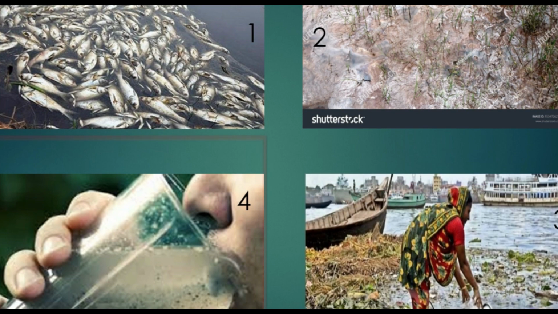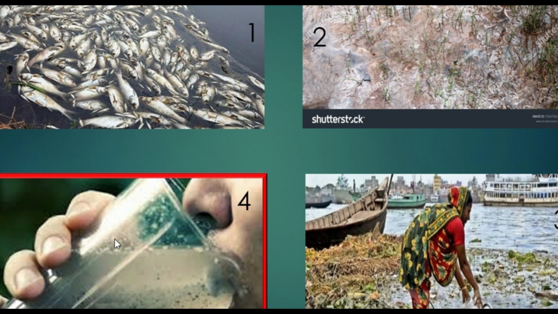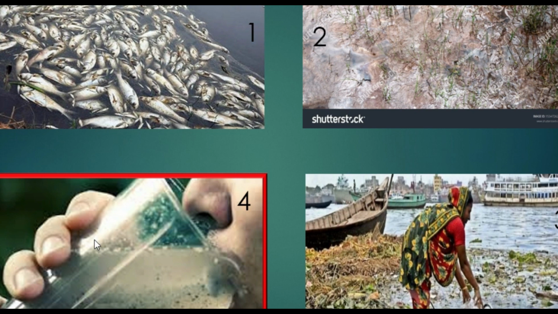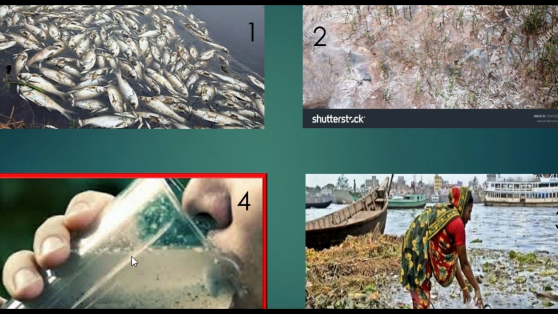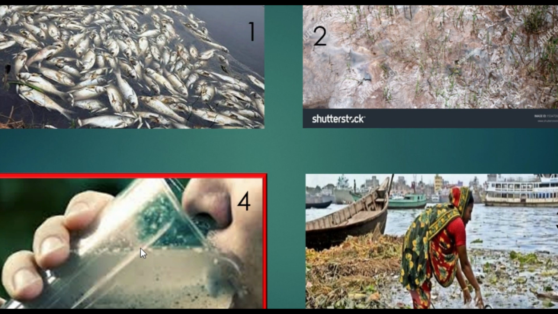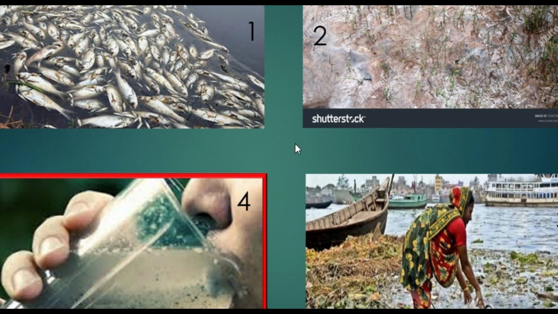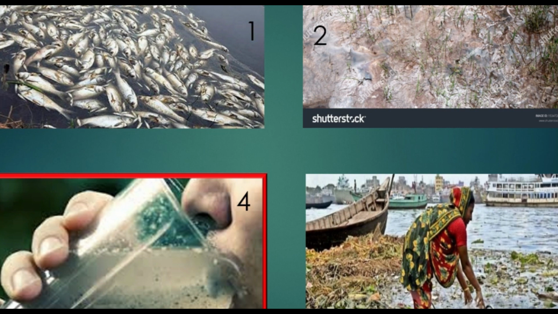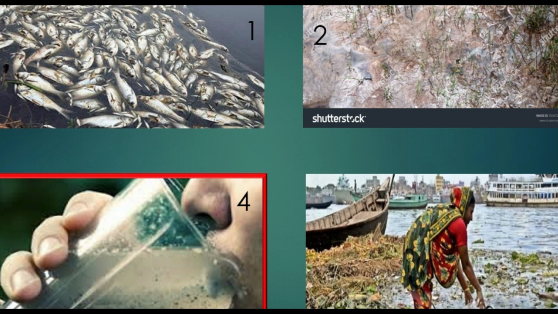What do we see in the next picture? In the next picture, we see that a man is drinking polluted water. What can be the effect of drinking this polluted water? He could get diarrhea and other diseases. We know that if we drink polluted water, arsenic-contaminated water, the skin of our hands and feet and our body gets damaged, and all the living beings in the world depend on water. So if the water becomes polluted, all living beings in the world will be affected.